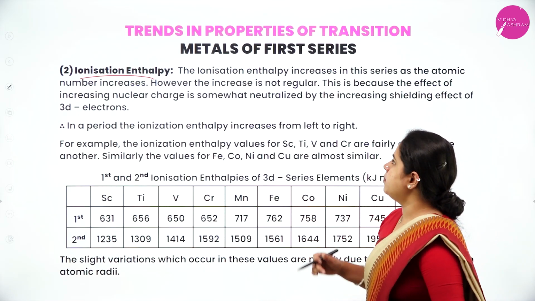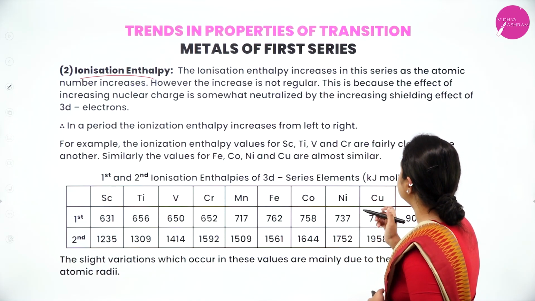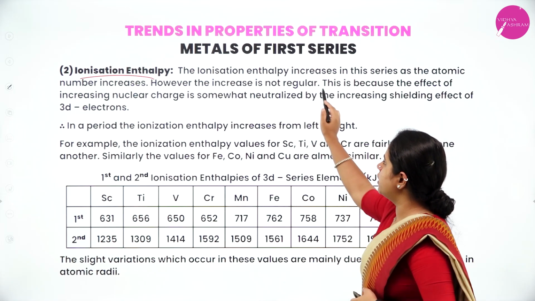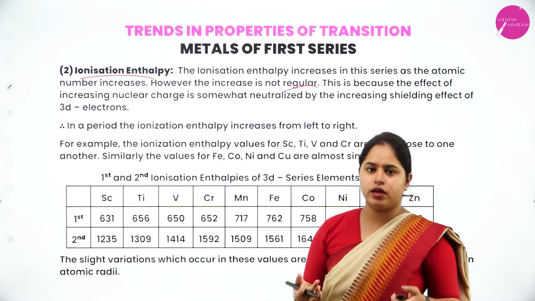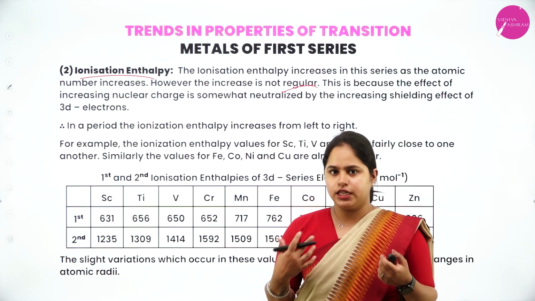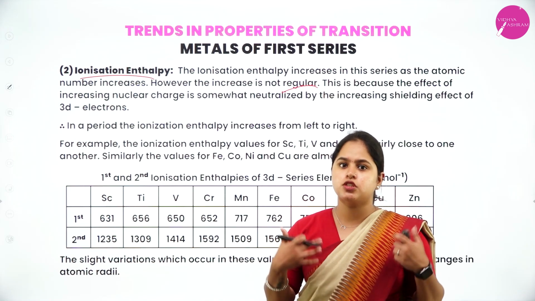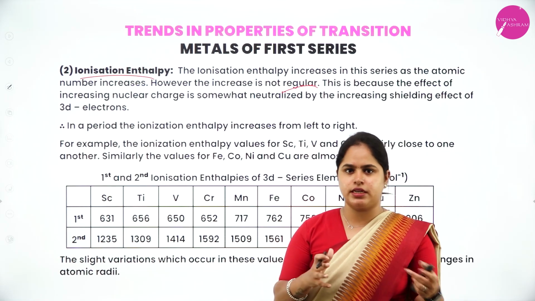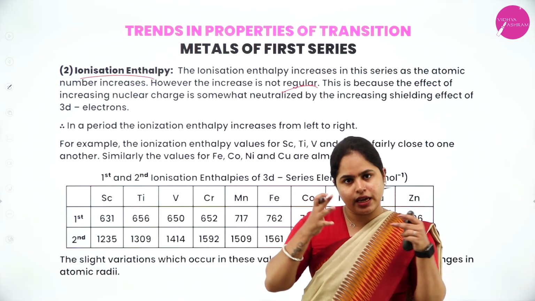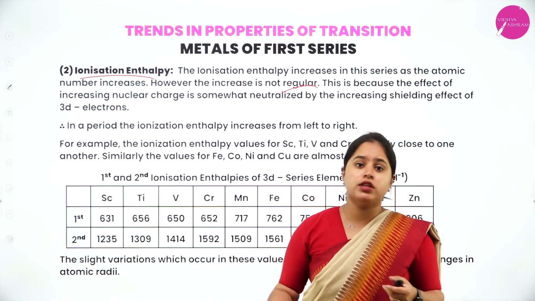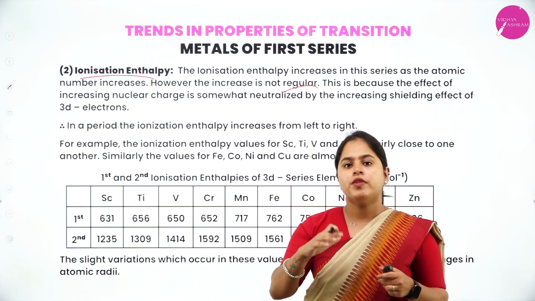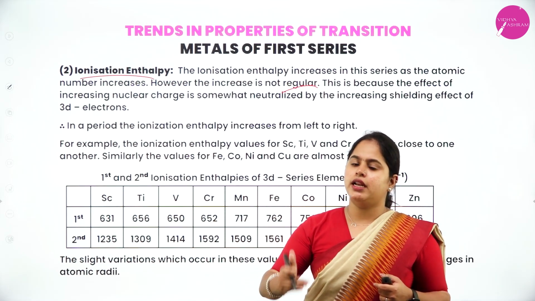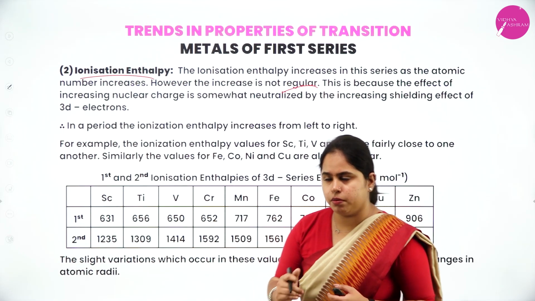Okay, so let's see. The ionization enthalpy increases in the series as the atomic number increases. However, the increase is not regular. Why is this increase not regular? Just now we studied the trend in atomic radii, and that trend is also not regular. So atomic radii and ionization enthalpy are interlinked, right? When the atomic radius is less, ionization enthalpy will be more. So as the trend in atomic radii is not regular, the trend in ionization enthalpy will also not be regular.